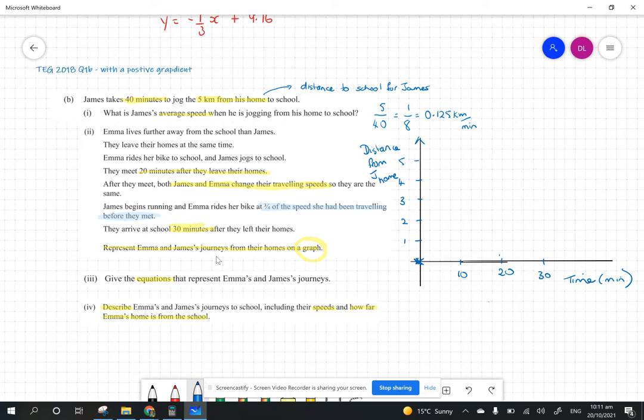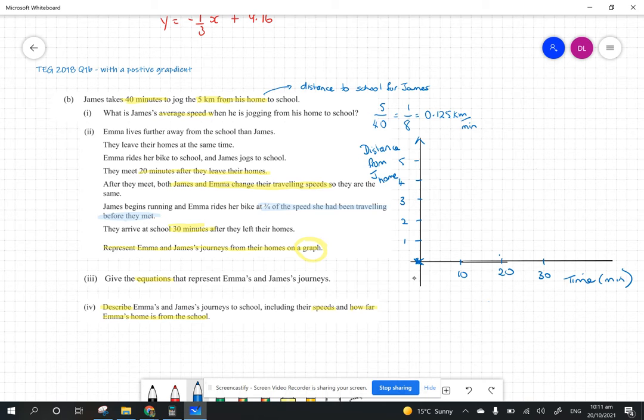So when you draw this question, you need to think about, well, Emma lives further away. They stop at 20 minutes. So 20 minutes is somewhere here, and altogether they get there in 30 minutes in total. James jogs and then he runs. Emma rides and then she rides at 3/4 of her speed when traveling. Okay, read through that yourself.